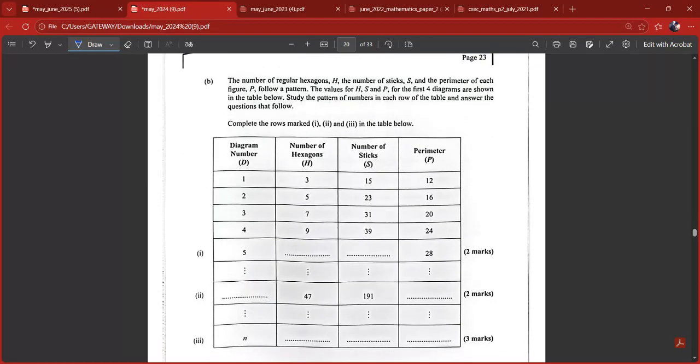Now, let's say the number of regular hexagons H, the number of sticks S making up the hexagons, and the perimeter of each figure P follow a pattern. The values of H, S, and P for the first 4 diagrams are shown in the table below. Study the pattern of numbers in each row of the table and answer the questions that follow. Complete the rows marked 1, 2, and 3 in the table.